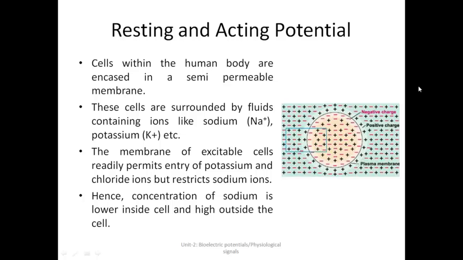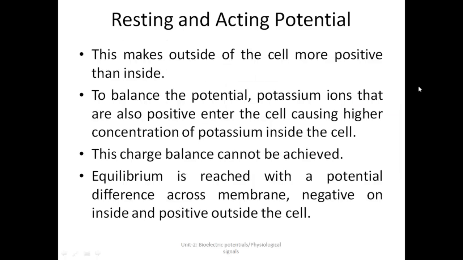If you see in the figure, just near the surface of the membrane, outside it is full of positive charge, and the inner boundary is covered with negative charge. This positive and negative accumulation of charges gives rise to a potential difference. This makes the outside portion of the cell more positive as compared to inside. To balance this potential, the potassium ions that are also positive try to enter the cell.